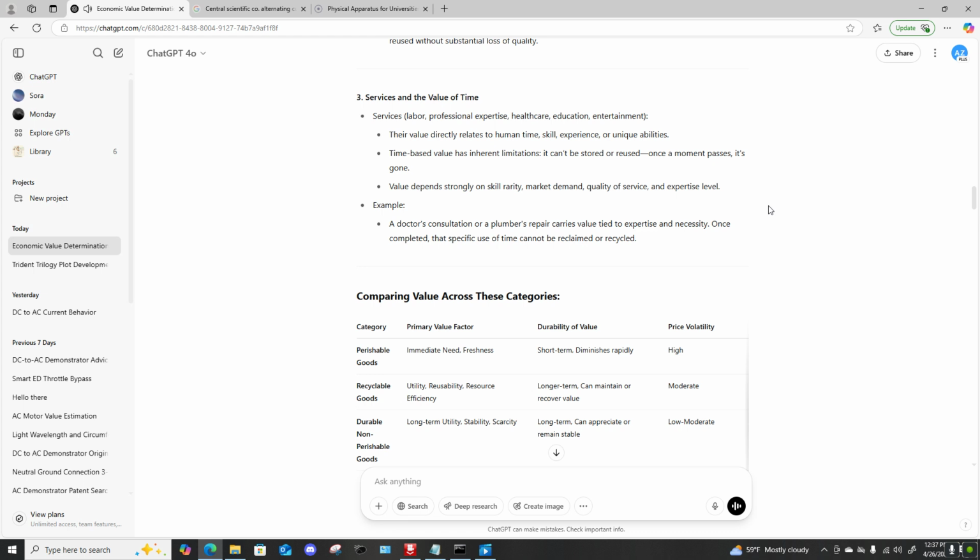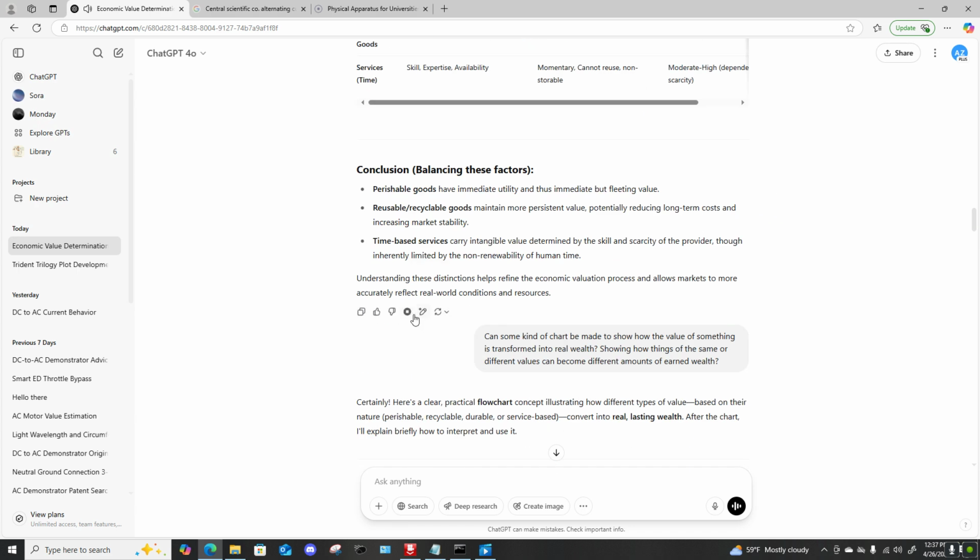3. Services and the value of time. Services, labor, professional expertise, healthcare, education, entertainment. Their value directly relates to human time, skill, experience, or unique abilities. Time-based value has inherent limitations. It can't be stored or reused. Once a moment passes, it's gone. Value depends strongly on skill rarity, market demand, quality of service, and expertise level. Example, a doctor's consultation or a plumber's repair carries value tied to expertise and necessity. Once completed, that specific use of time cannot be reclaimed or recycled. Comparing.